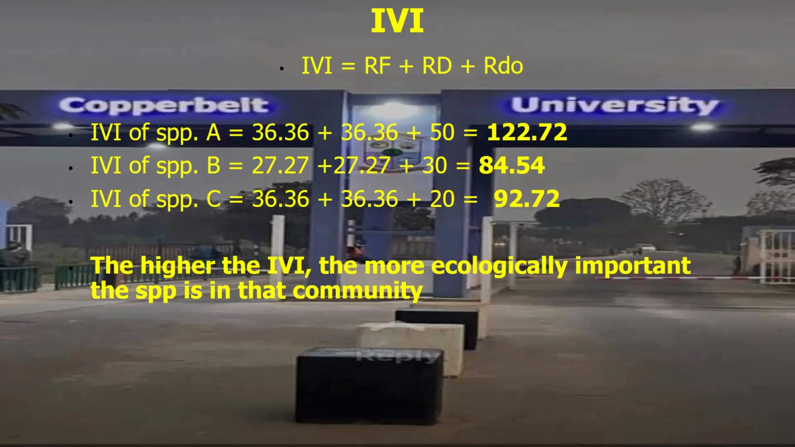So from our example in the notes there, if you look at Appendix A, Appendix B, and Appendix C, you will notice that species A has the highest index, which means that species A is the most important species in that community. What does it mean? It means that conservation efforts should be directed towards conserving species A.